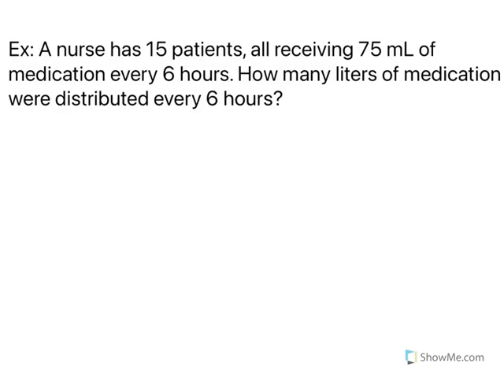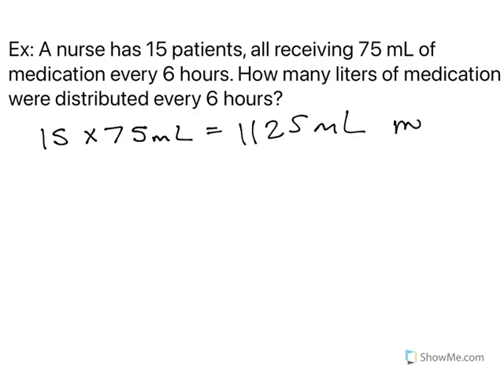A nurse has 15 patients, all receiving 75 milliliters of medication every 6 hours. How many liters of medication were distributed every 6 hours? Okay, so let's think about this. We've got 15 patients, each one receiving 75 milliliters. So, what's 15 times 75? Well, that gives me 1,125 milliliters of medication every 6 hours.